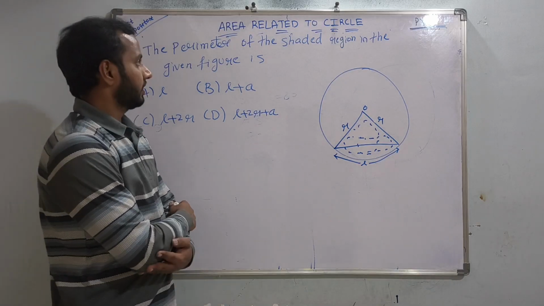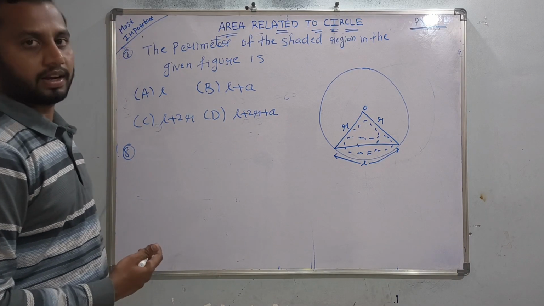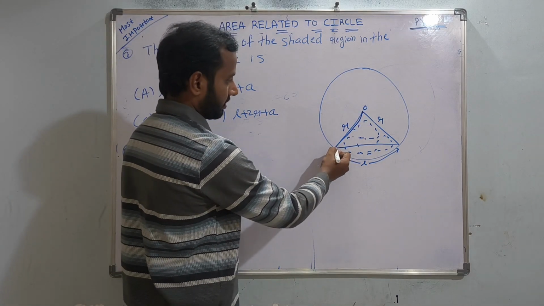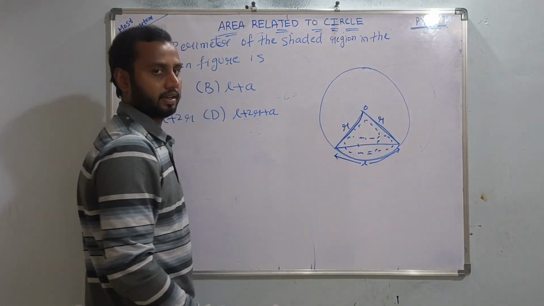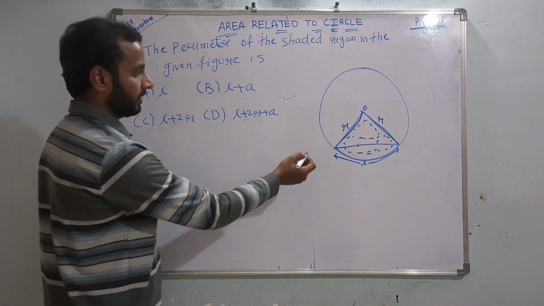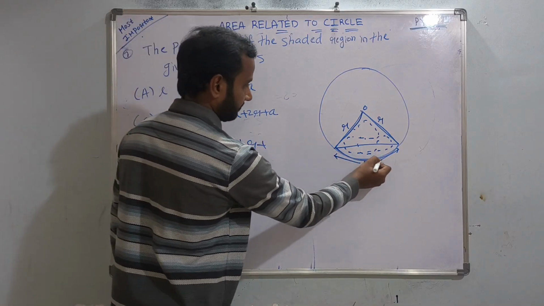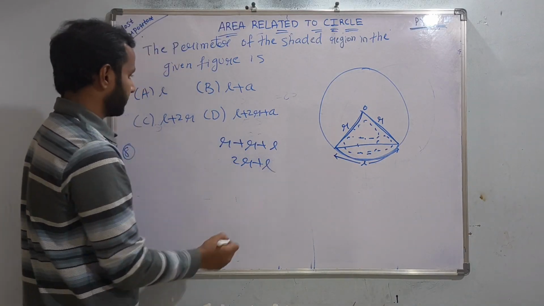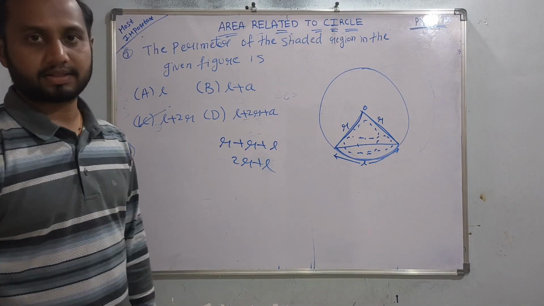MCQ type of question. They have given the perimeter of the shaded region in the given figure. We need to find the perimeter of the shaded region. Perimeter means the outer part. This part, this one, and this one. Then the perimeter of the shaded region will be R plus R, and this time they have given L. Then 2R plus L. Option C is the correct answer.